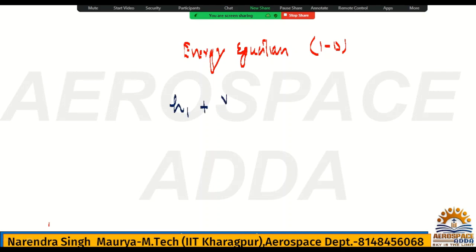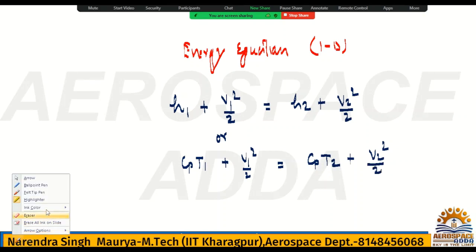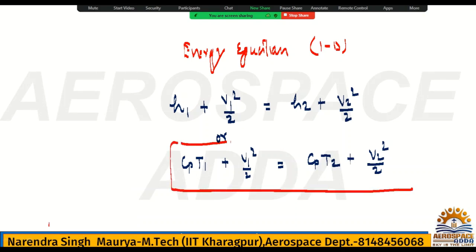So H1 plus V1 square by 2 is equal to H2 plus V2 square by 2. Or what you can write, H1 also you can write as Cp T1, so Cp T1 plus V1 square by 2 is equal to Cp T2 plus V2 square by 2. So this is the energy equation which is valid across a normal shock. Need to remember.